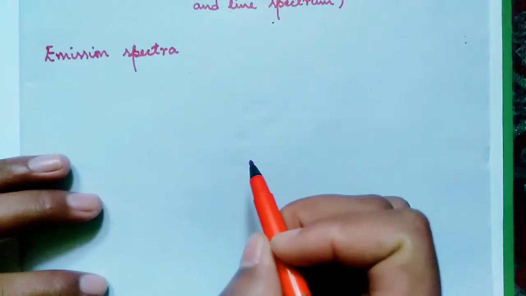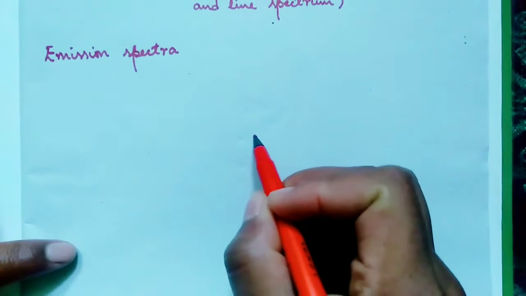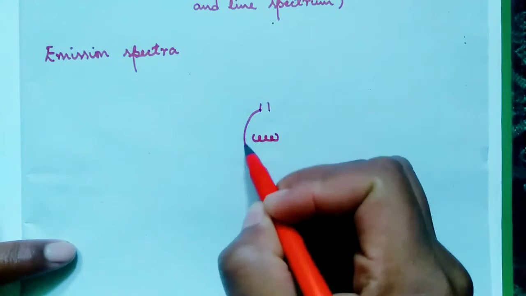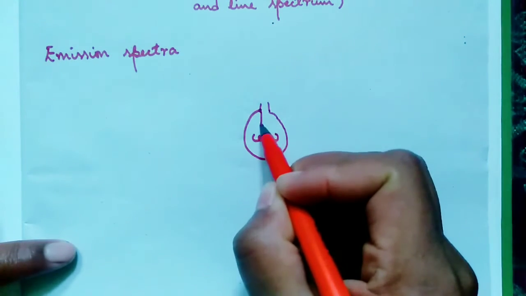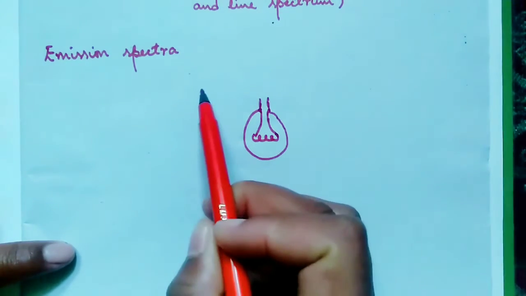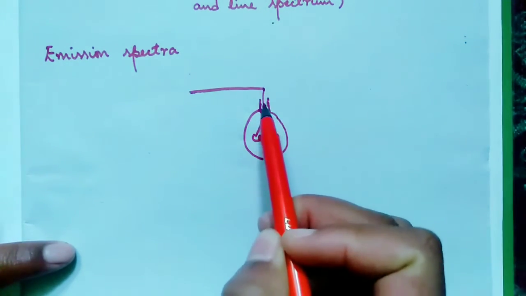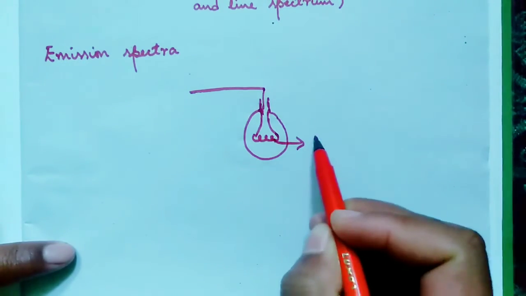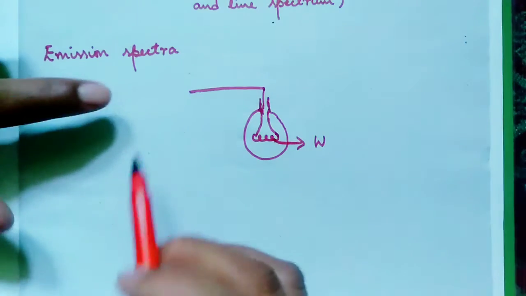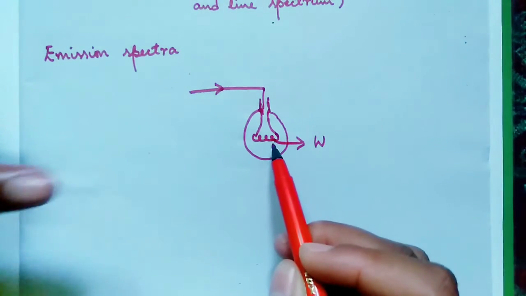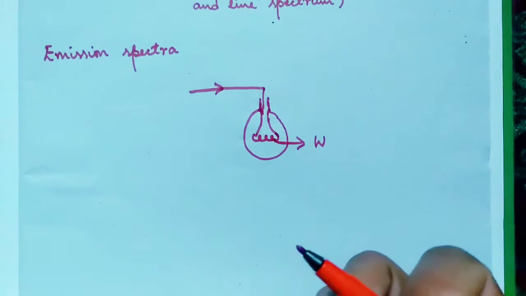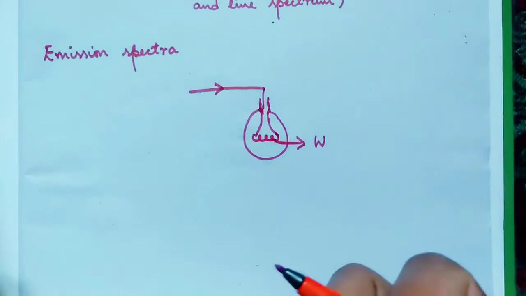For example, say you have a tungsten filament. Suppose this is your tungsten filament inside a bulb. An electric current is allowed to pass through this tungsten filament. W is the symbol for tungsten. So when an electric current is allowed to pass through this filament, what happens? It becomes incandescent. That means it emits light. So this is an example of emission spectra.